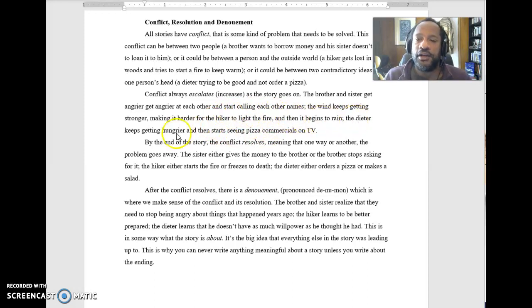The dieter keeps getting hungrier and hungrier, and starts seeing pizza commercials on TV. They turn on the TV to get their mind off of this. Maybe I won't think about eating. They're watching TV and there are commercials for getting a pizza, right? It's really hard to stay on my diet now. Everything keeps making it harder and harder. A friend calls up and says, hey, would you like to go get some pizza? Now you're really making this hard for me, right?